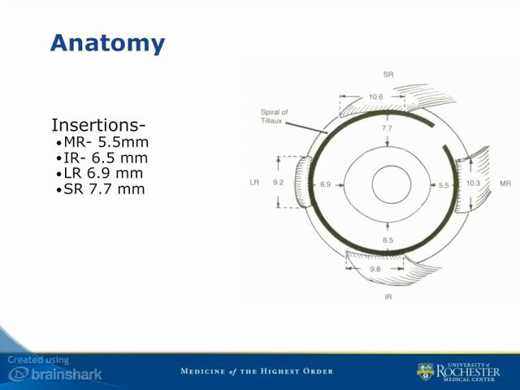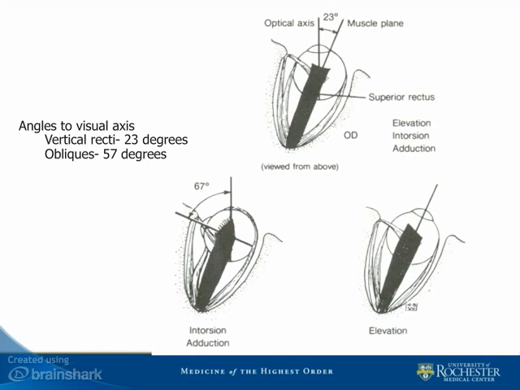This is a schematic describing the spiral of Tillaux in a right globe. As you can see, the medial rectus is the closest to the limbus, about 5.5 millimeters. The inferior rectus is about 6.5, the lateral rectus at 6.9, and the superior rectus at 7.7 millimeters. This is important when you're assessing reoperations and where the muscle might be located. And you should realize that you don't have to hook very far back when you're doing strabismus surgery to find the muscle insertions.